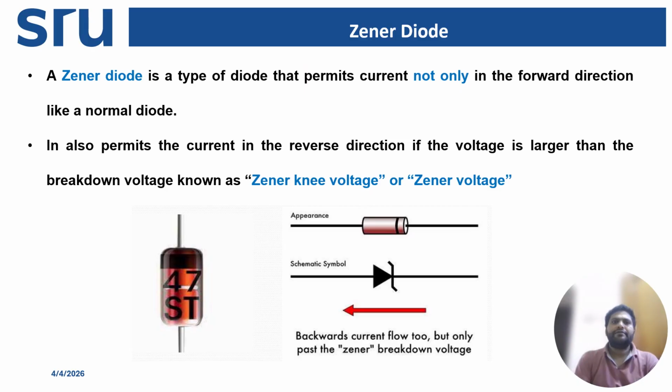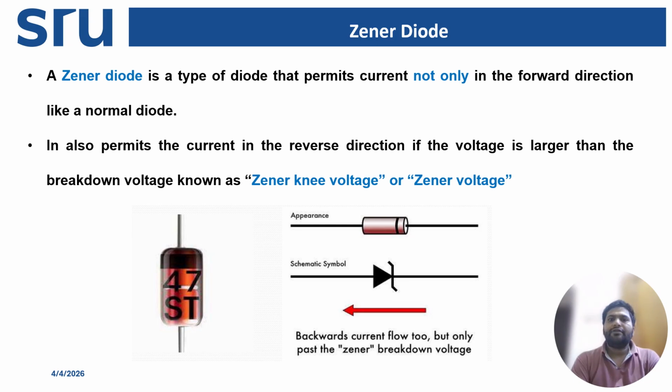Today I will talk about special types of diodes, that is, Zener diodes and Schottky diodes. So what is a Zener diode? A Zener diode is a special type of PN junction diode that is designed to operate in the reverse breakdown region.